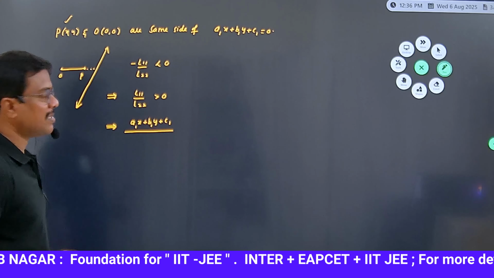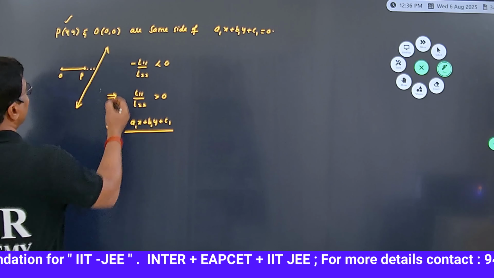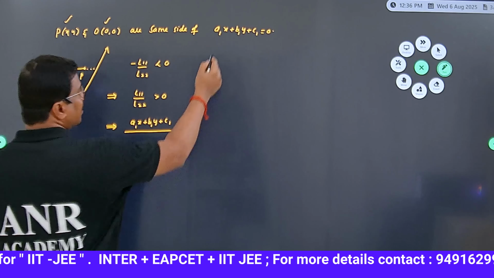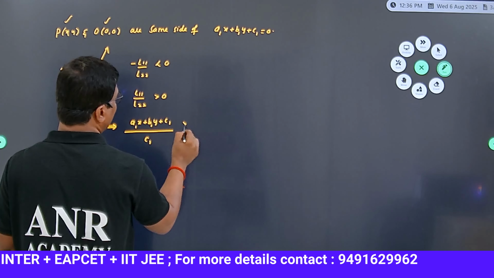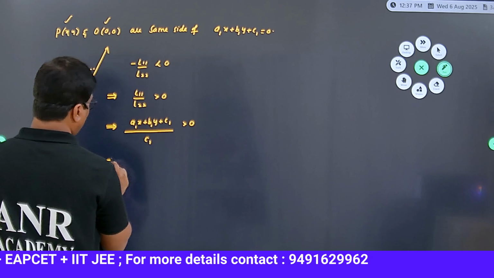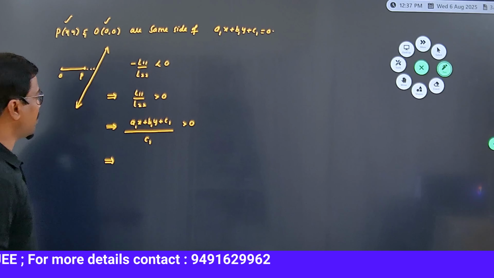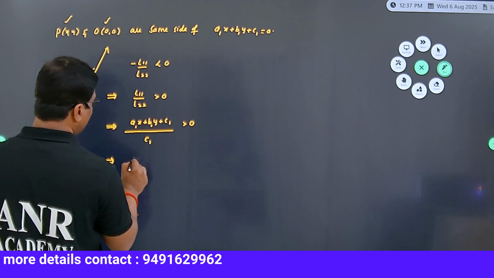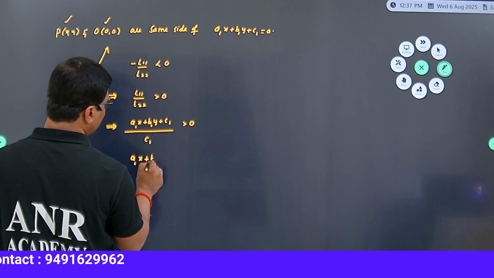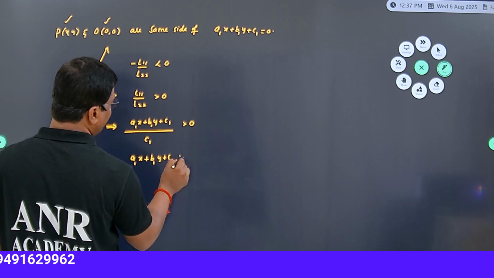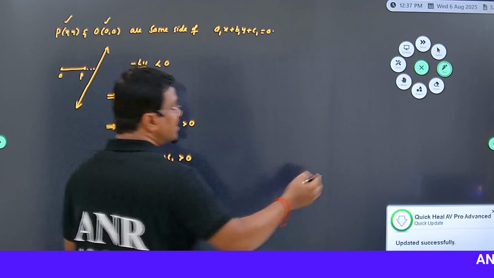A1x plus B1y plus C1. Next, L22. The second point is the origin. Here you have to put the origin. Therefore, what we get? Just C1 more than 0. Here C1, the constant C1, is already positive. Automatically, to get the ratio positive, the numerator also has to be with positive sign. Next, second case.